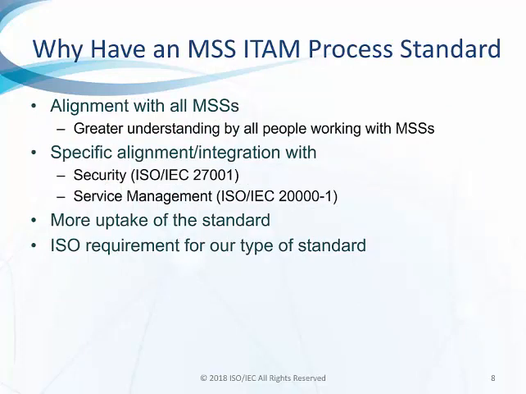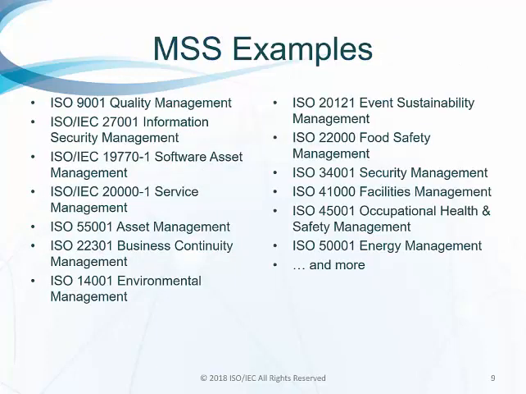We already have considered why we want a process standard in general. Let's now consider why we specifically want one which is an ISO management system standard. Firstly, it will result in alignment with all such management system standards, which will simply help the whole process of understanding and working together. Very specifically, it's been designed so that we have more alignment and integration with security and with service management. We expect as a result to have more uptake of the standard, and in any case, ISO requires it for what we're doing.